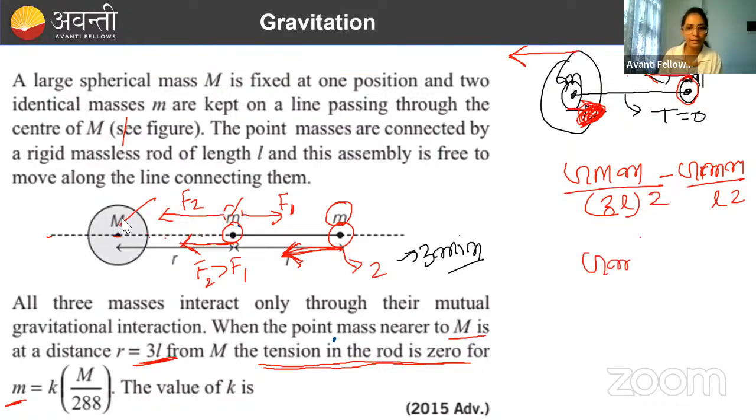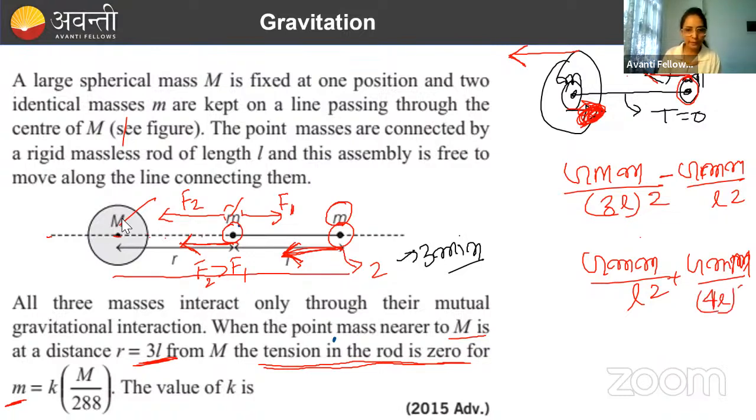What you will be writing? GM by L square plus GM by, sorry, capital M लिखोगे यहाँ पे. Capital M से इसकी distance कितनी है? 4L. So you will be writing here 4L का square. This is the net force acting on these two ना. इनका direction same होना चाहिए, magnitude भी same होना चाहिए for tension to be zero. So just equate these two, right?